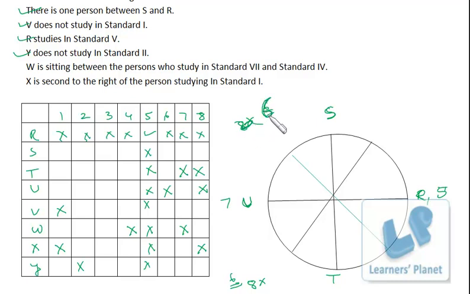So 8 is already not there. Here it is grade 6, so grade 6 is not there. 8 not there. Now in the matrix also we can check 7 and U. So U is in 7. And apart from that, 6 and S are beside each other, so S is not in grade 6.